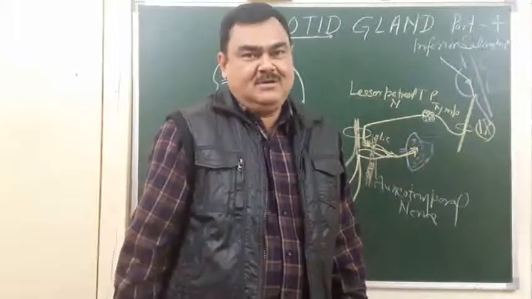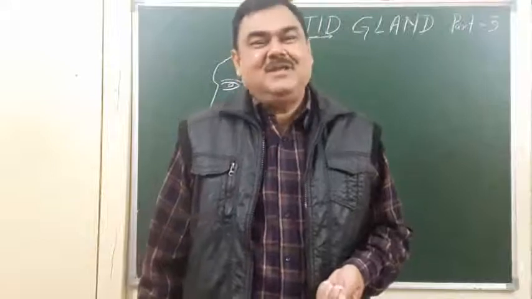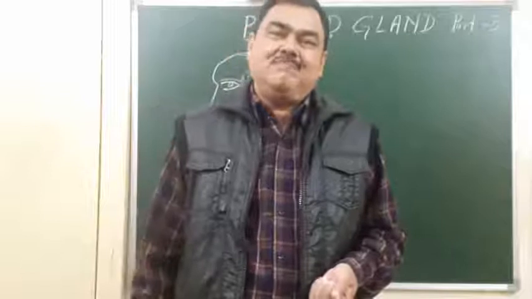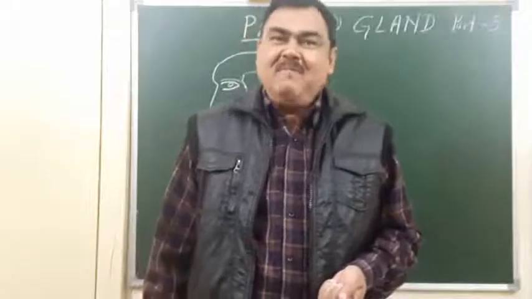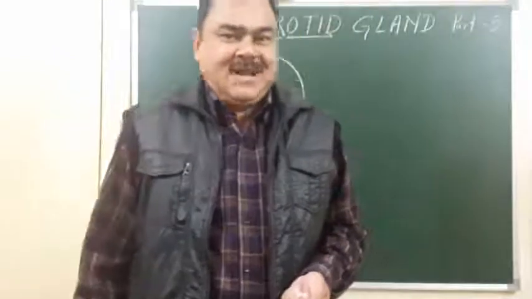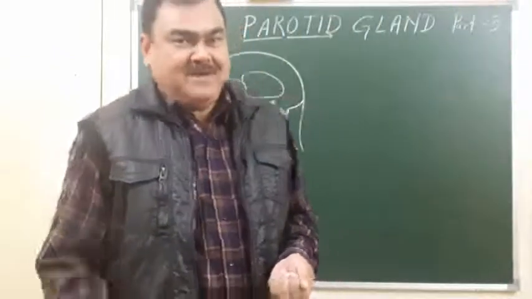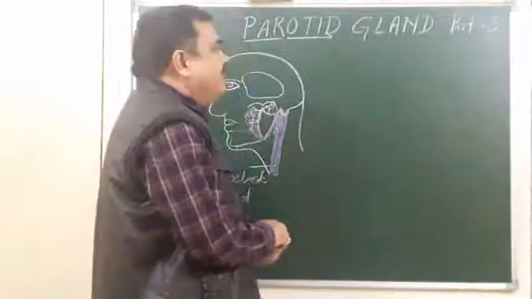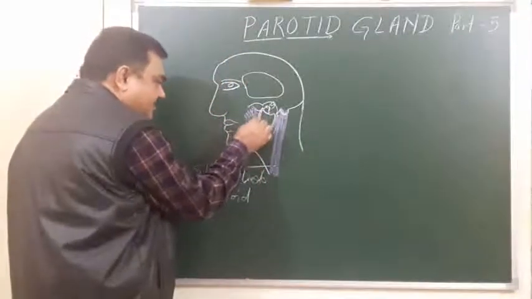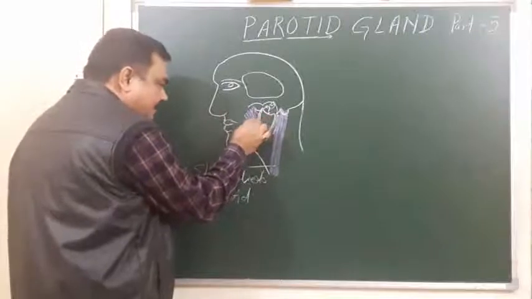Thank you. Now we'll discuss parotid gland part 5. In this section we will discuss the parotid duct. The parotid duct is a thick-walled tubular structure. Its length is about 5 cm. It extends from the anterior border of the parotid gland.